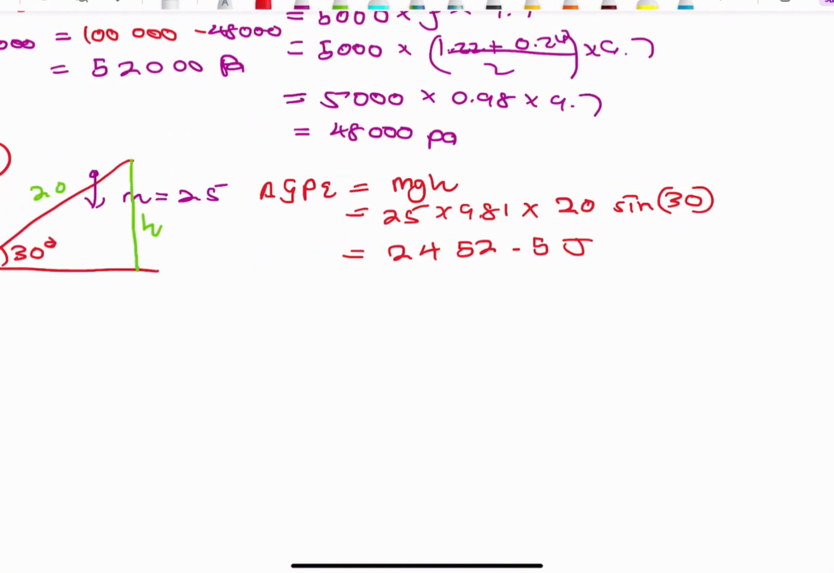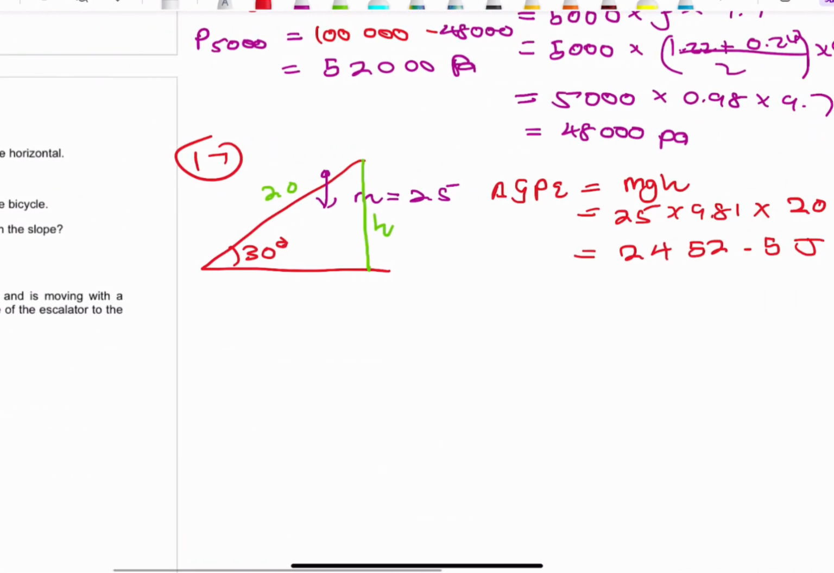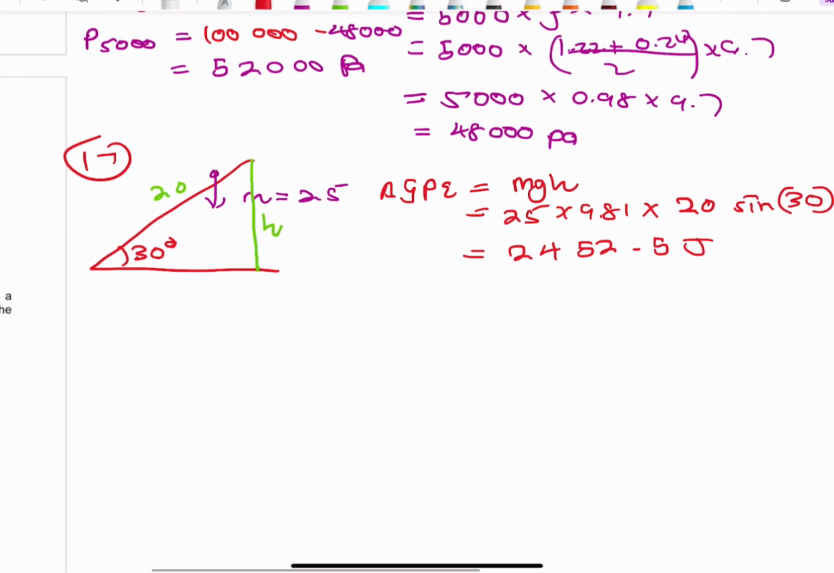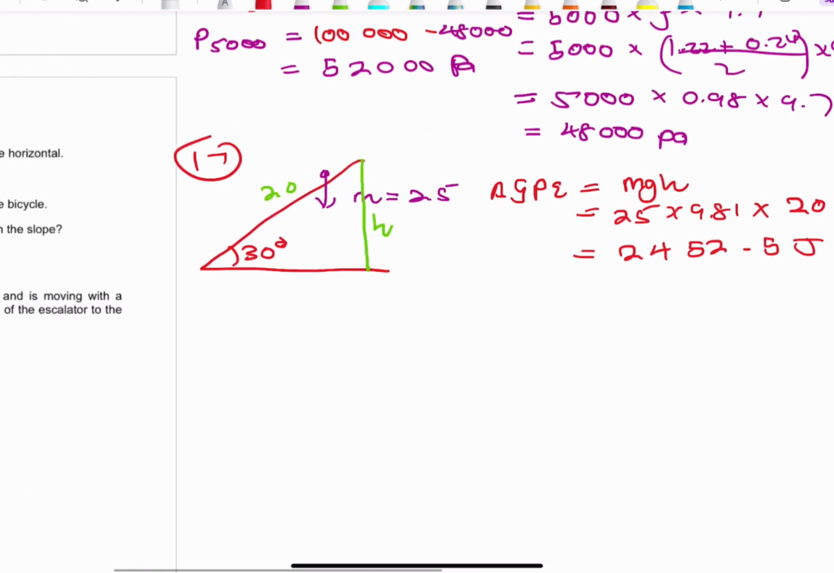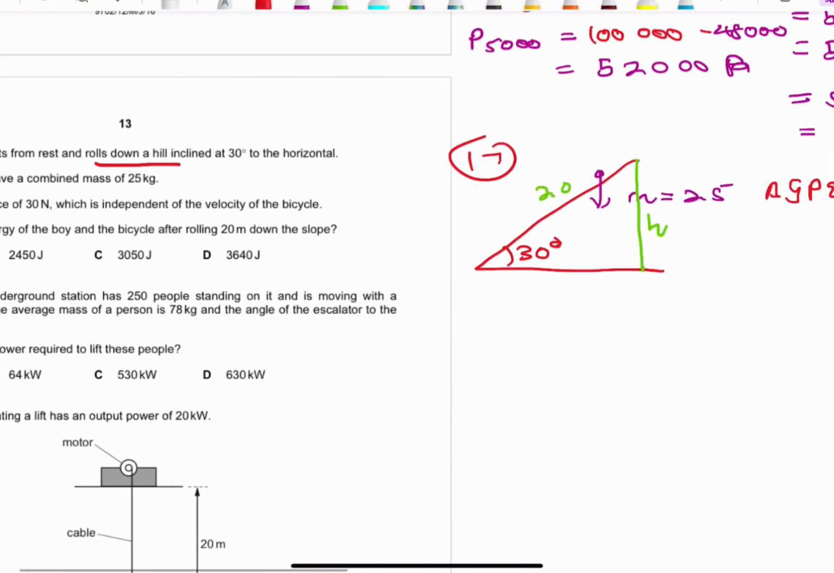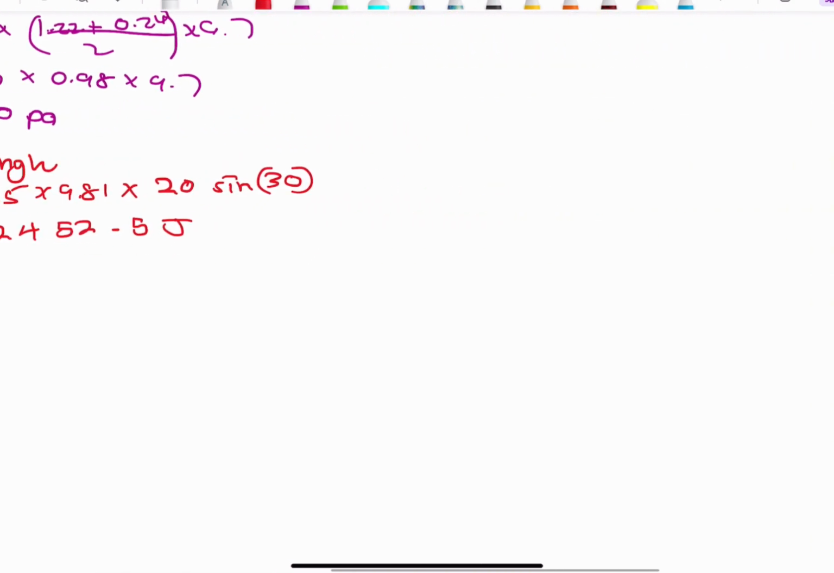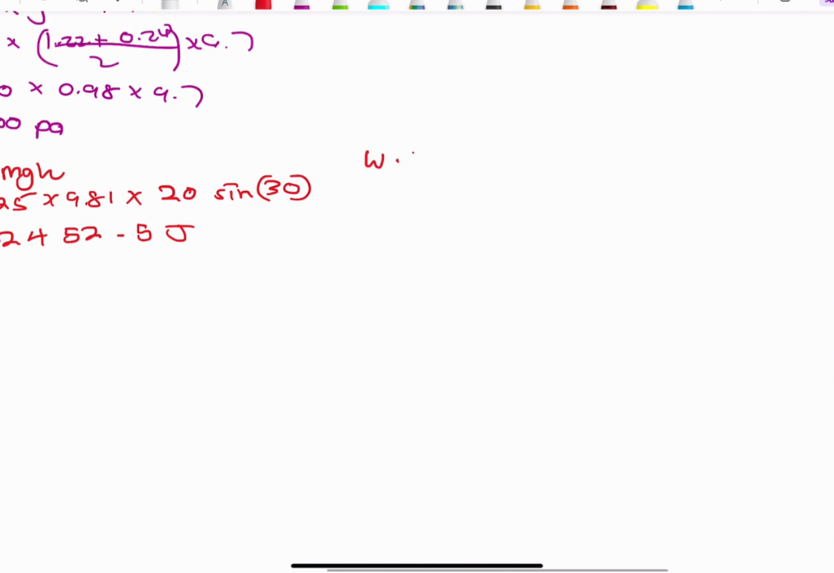But this thing is actually rolling down a hill, meaning that the gravitational potential energy is converted into something else. But what? We don't know what it's being converted into, right? But we'll find out from our question. It's being converted into work that is used to overcome the frictional force. So work done against frictional force is going to be the force multiplied by the distance, right? The force is actually 30, the distance is actually 20, that's actually 600 joules.